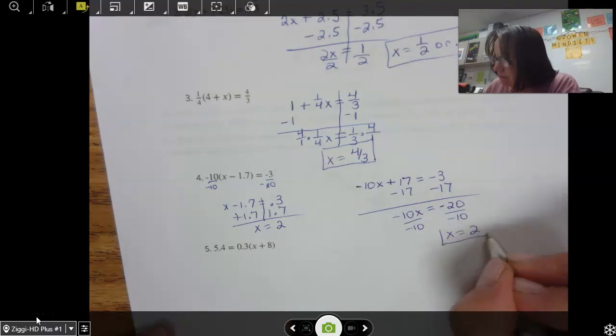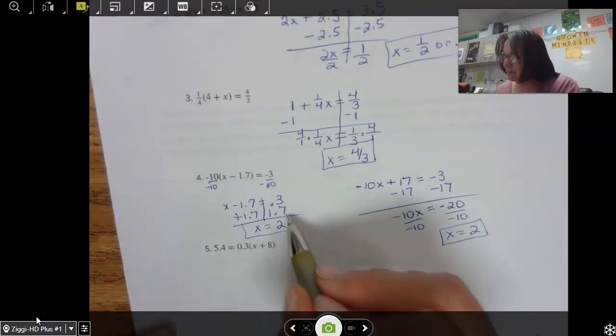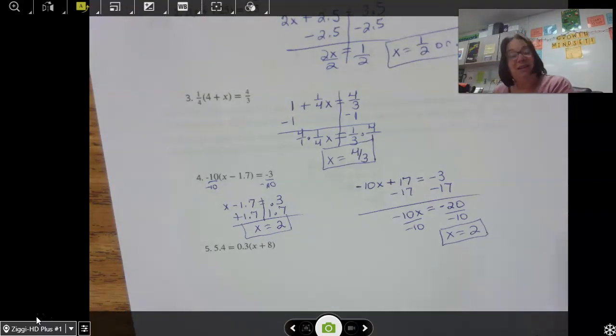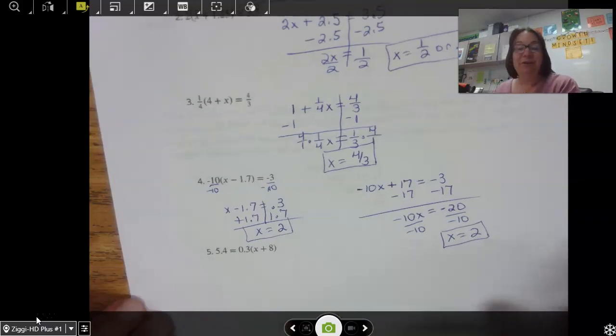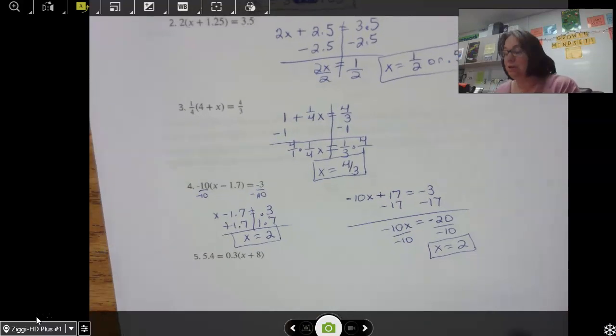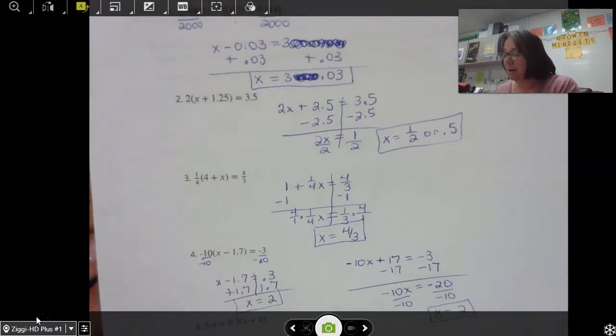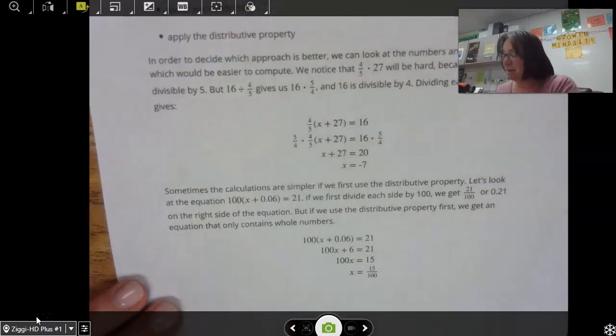So same answer, two different ways. You can see which one seems easier to you. This one seemed a little shorter, a little bit of a shortcut there. All right, so I think we've done enough of those that you can see there's two different ways. You can choose which way you would like to solve problems of that manner.